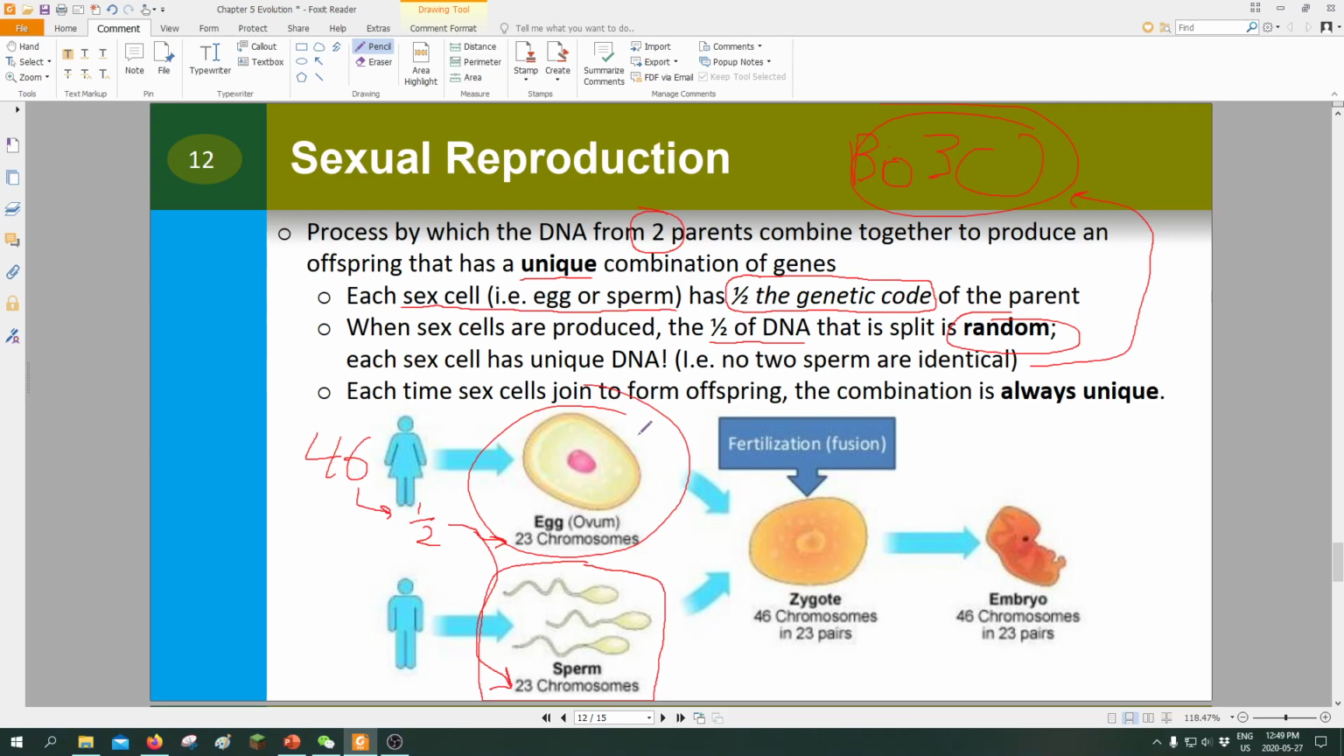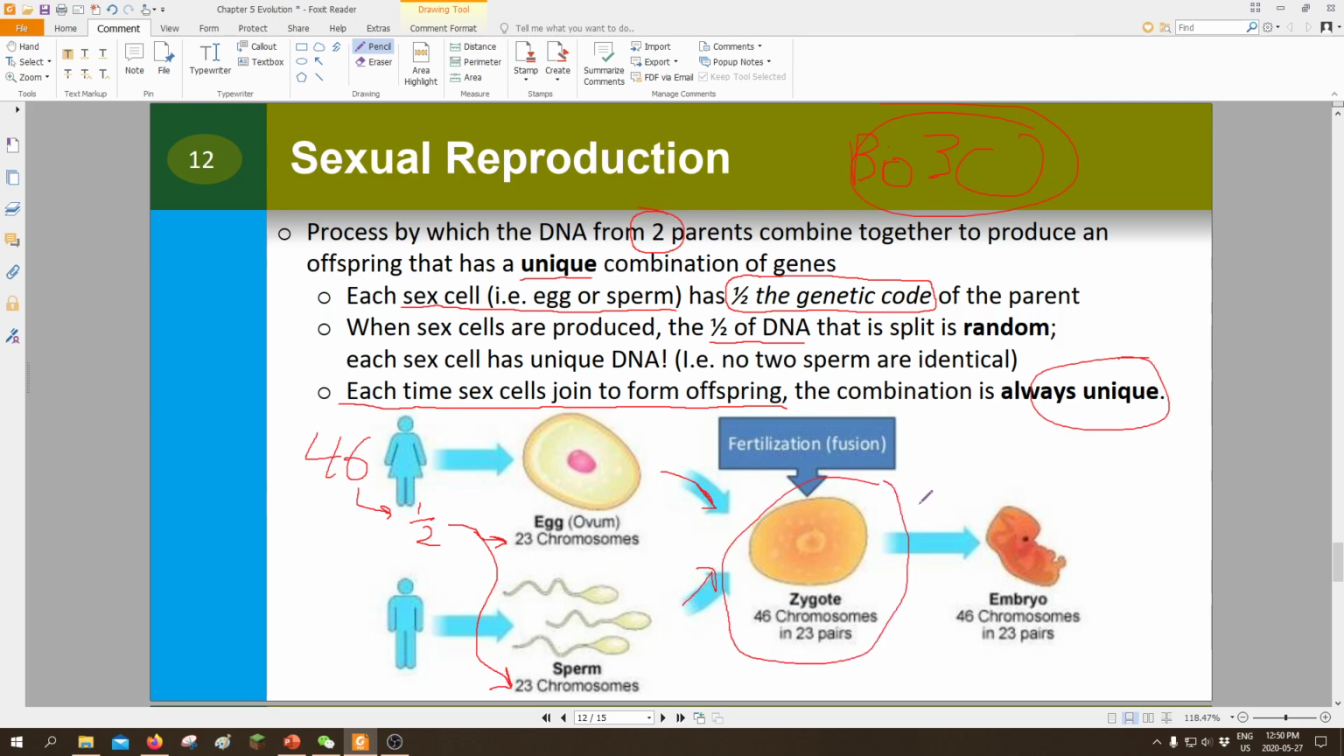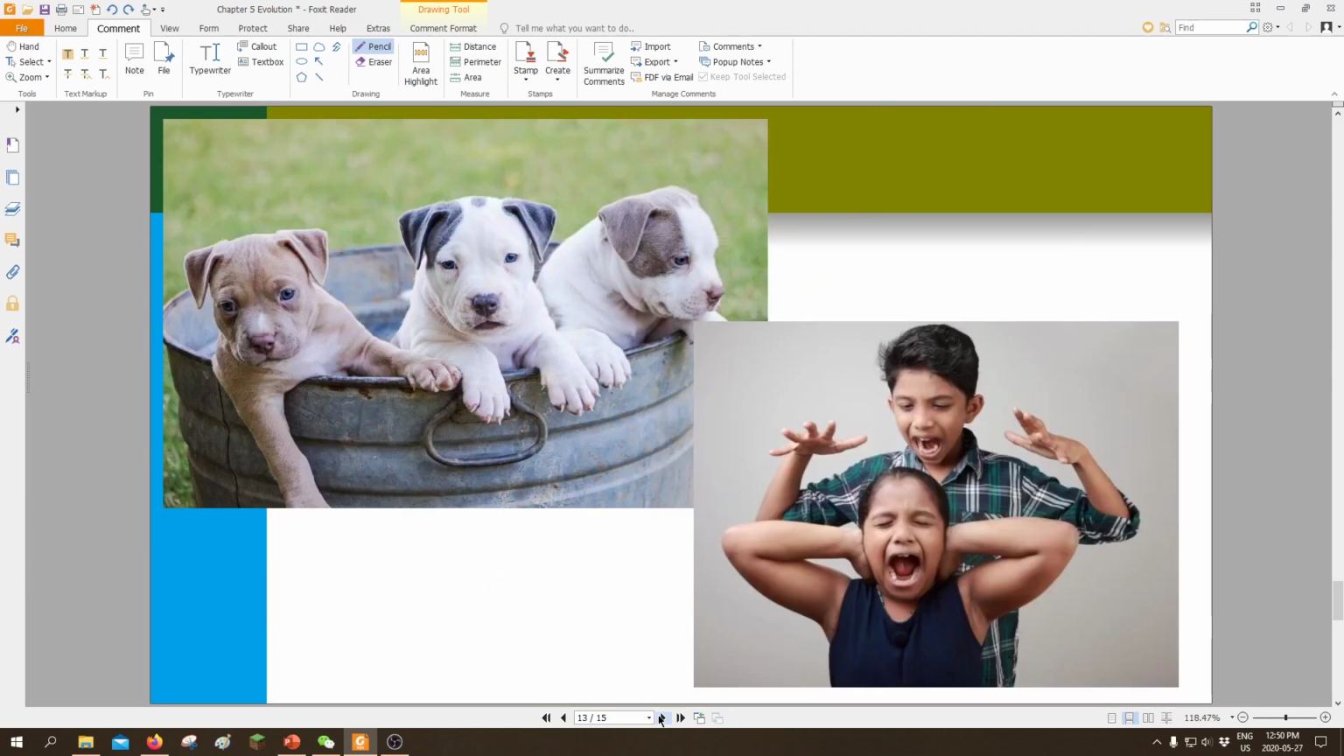Now, because each sex cell has unique DNA, every single time sex cells combine to form offspring, we call it the zygote, okay? The combination is always going to be unique. If each sex cell is unique and then these sex cells combine, every single time they combine, the combination is also always going to be unique. So this is why, for example, let's move on to this right here. So these cute little puppies, as well as these 2 siblings, these puppies come from the same parent, and these 2 siblings over here in the bottom right also come from the same parent.